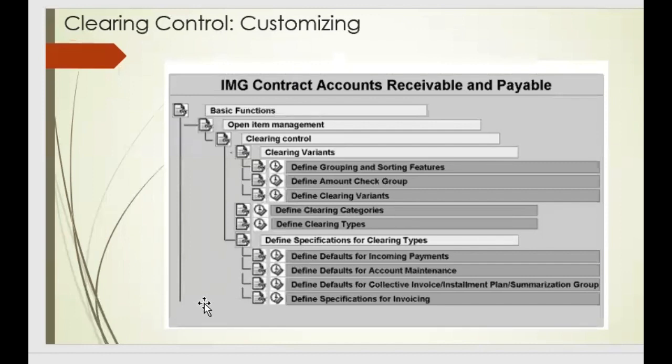So to do the configuration for the clearing control, we need to go to the same basic functions, open item management, clearing control. And you have to define all these amount check groups, clearing variant, and define the clearing categories and clearing type. These two are major things, defining the clearing category and clearing type, which will combine and create the clearing groups. And that will create kind of a policy to clear the open items.